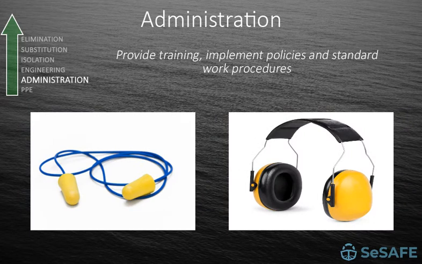If other controls cannot be implemented, then administrative measures may need to be used. This may include providing crew training on how to safely perform a hazardous task, and the introduction of policies and standardized procedures such as the required use of hearing protection when entering the engine room.